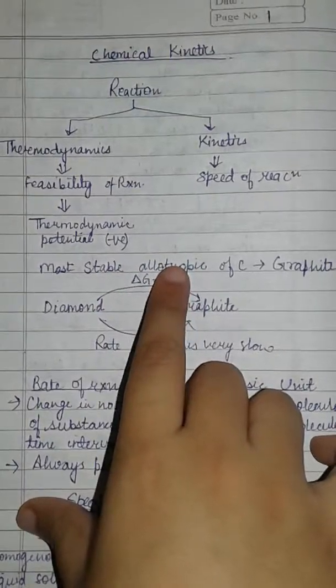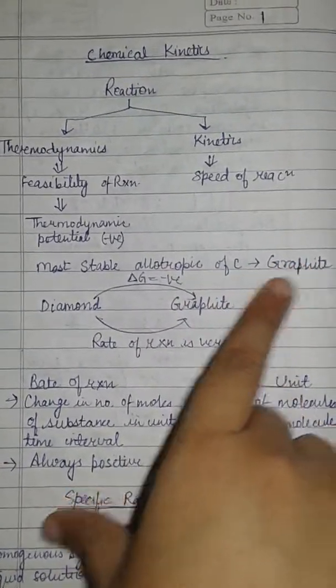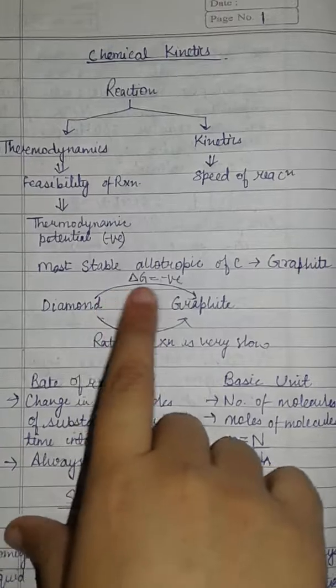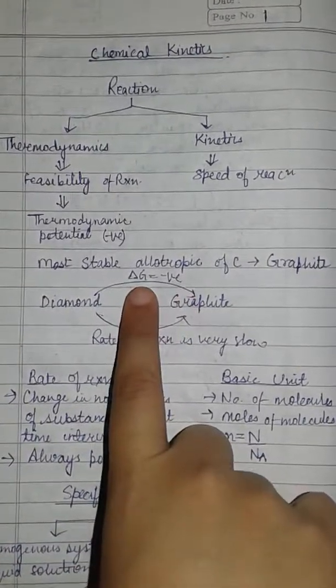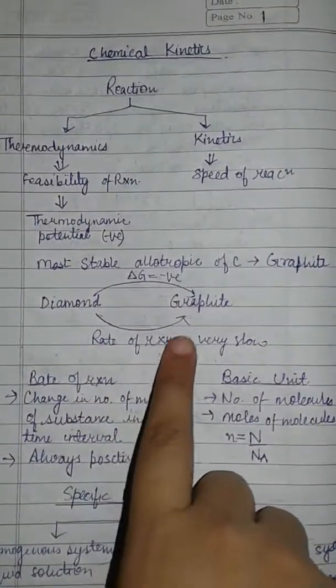Most stable allotrope of carbon is graphite. If diamond is converted to graphite, then delta G is negative, but the rate of reaction is very slow.